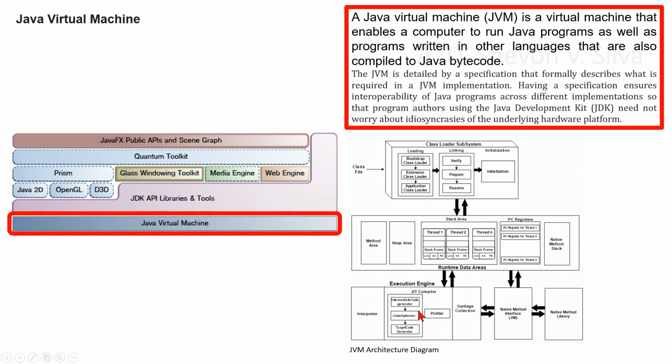Intermediate code generator produces intermediate code. Code optimizer is responsible for optimizing the intermediate code generated above. Target code generator is responsible for generating machine code, or native code. Profiler, a special component responsible for finding hotspots, that is, whether the method is called multiple times or not.